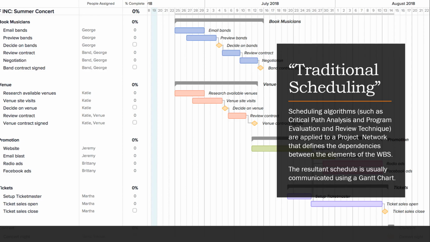In structured or traditional project management frameworks, scheduling is performed on the project network, which is the sequencing of all the elements of the work breakdown structure. An algorithm of some kind is applied, usually something like critical path analysis or PERT, and the resultant schedule is then communicated, usually using a mechanism such as a Gantt chart.